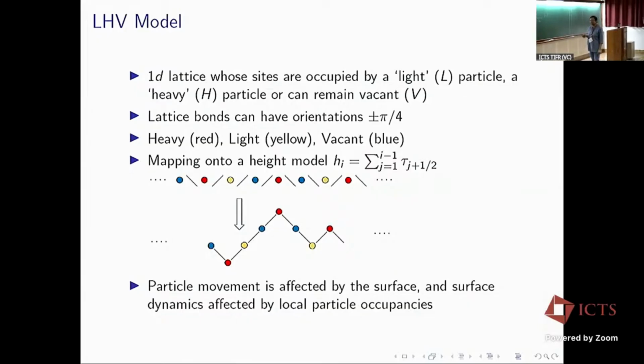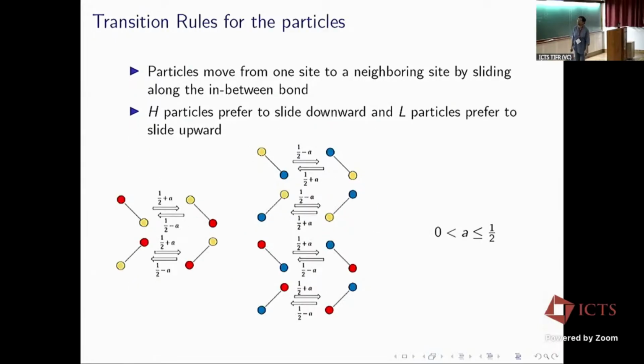So this is a configuration. Time evolution of this configuration shows how particle movements are affected by the surface, and surface dynamics is affected by the local particle occupancies. So first I will describe the transition rules for the particles. Particles move from one site to a neighboring site by sliding along the in-between bonds. And here the name becomes clear. Heavy particles or H particles prefer to slide downward. Light particles or L particles prefer to slide upward.